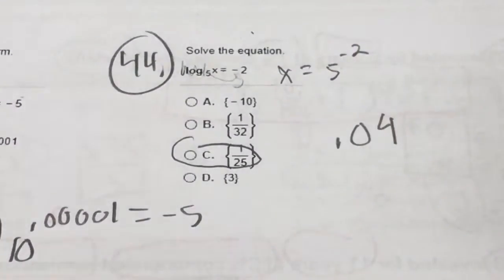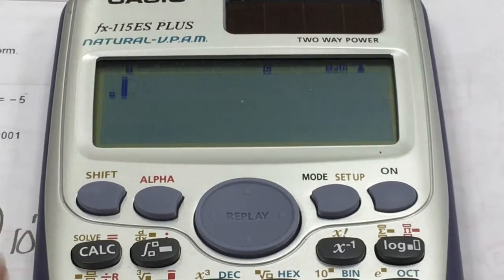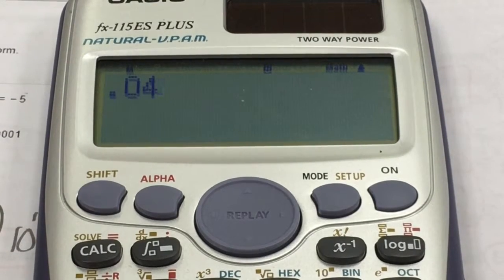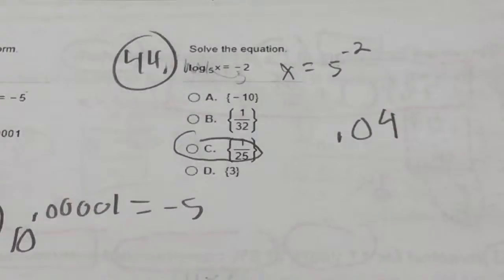Now, none of these are in decimal, are they? So here's what you can do. You go to your calculator and just type in 0.04. When the calculator solved it, it couldn't write it as a fraction. But now that you're not solving, you're just writing it, it gives you the exact fraction that you need: 1 over 25.